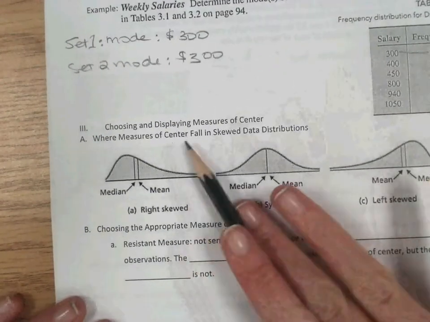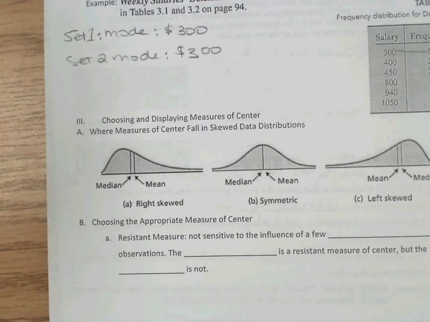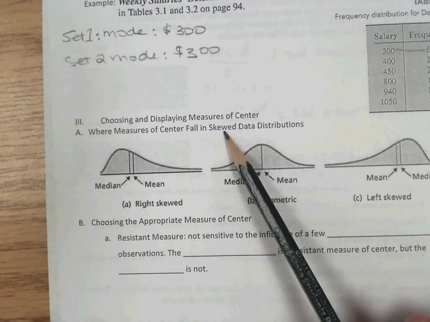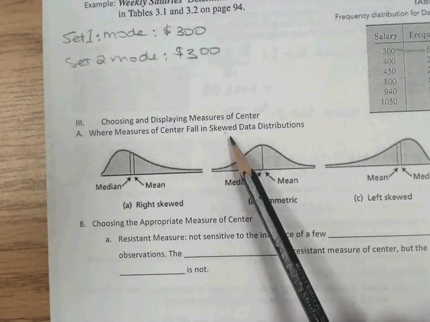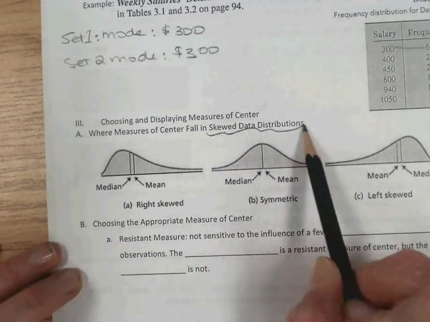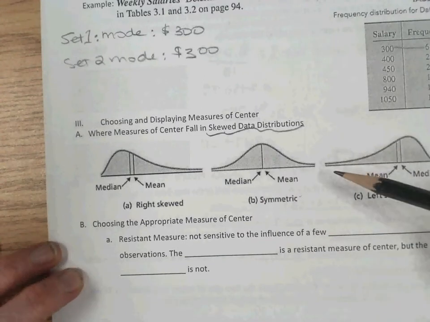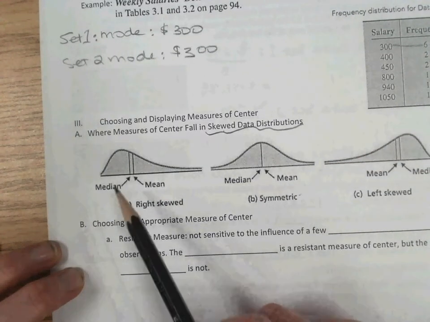On to another topic, choosing and displaying measures of center. It can be a challenge to decide what is the best measure of center for a given data set. So first of all, when we're displaying measures of center, you can see these skewed data distributions or the symmetric data distribution and where the mean and the median lie with respect to one another.